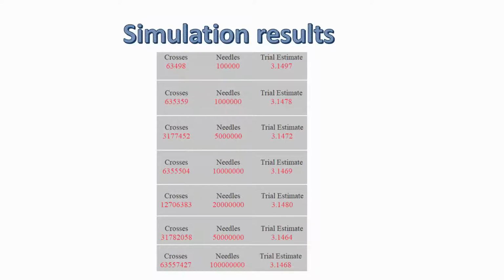Now I've tried more simulation with a great deal more needles, and this is what my results were. Here are some simulation results. I've tried different number of needles from 100,000 all the way up to 100 million. And as you can see there, we are accurate to 2 decimal places, 3.14, but going beyond that for accuracy seems to be a very difficult thing to do. Perhaps you can investigate this.